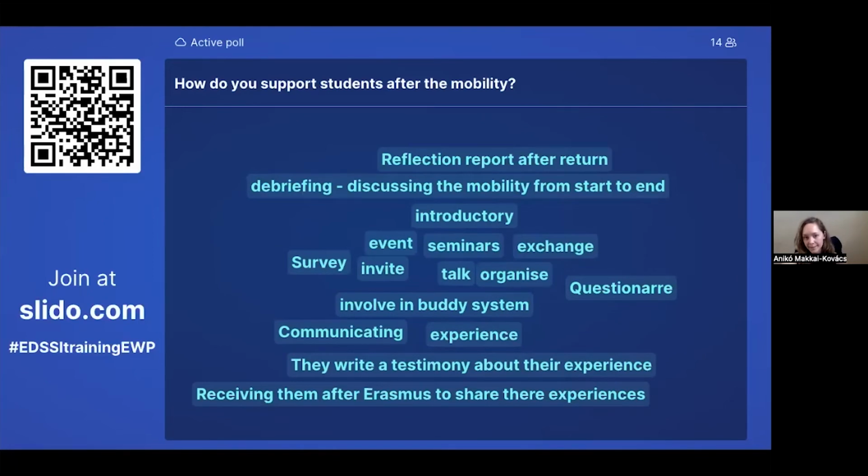Involve them in the buddy system. That is the other one, I think one of the most important, because they know how it is to be on Erasmus. So when you are hosting Erasmus students, you can very much invite them, and they will do it very willingly because they would like to provide the same experience that they had abroad.